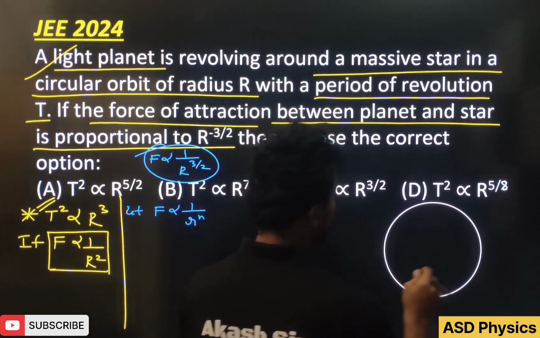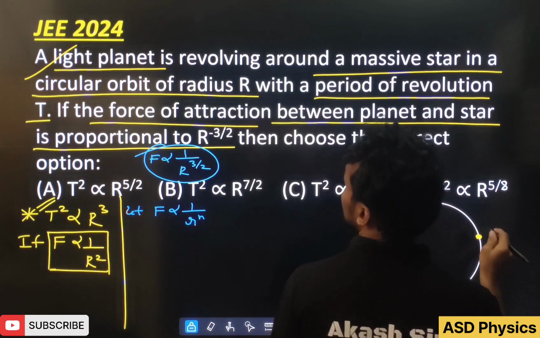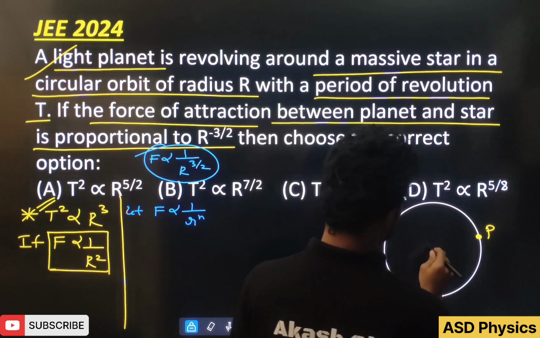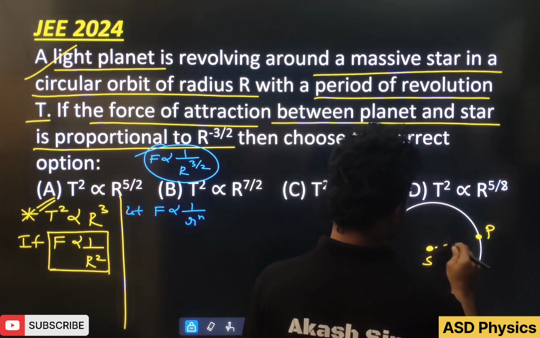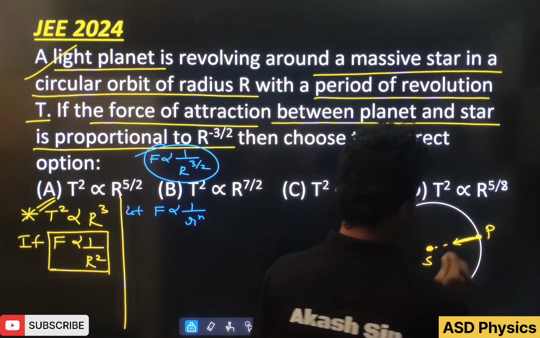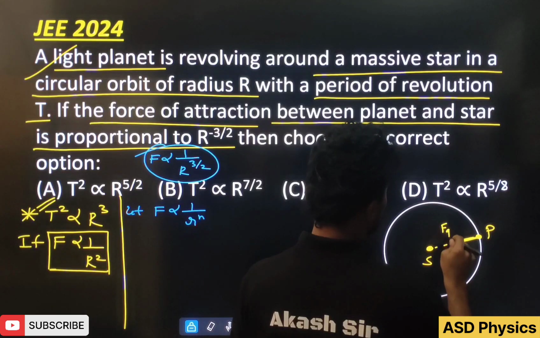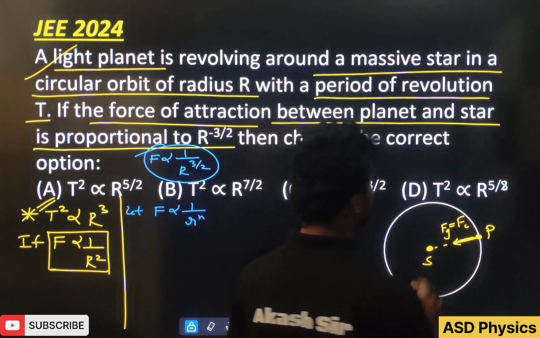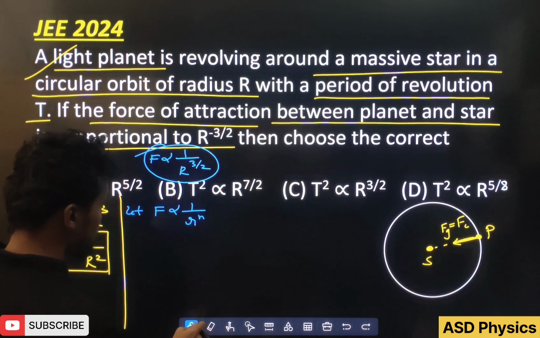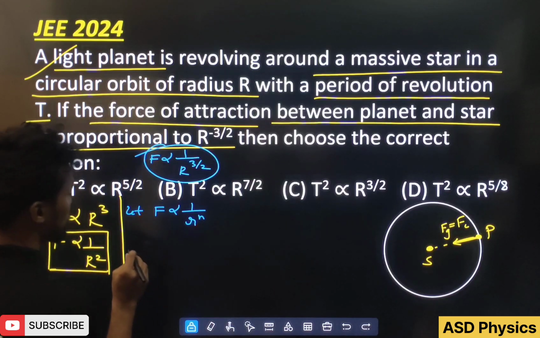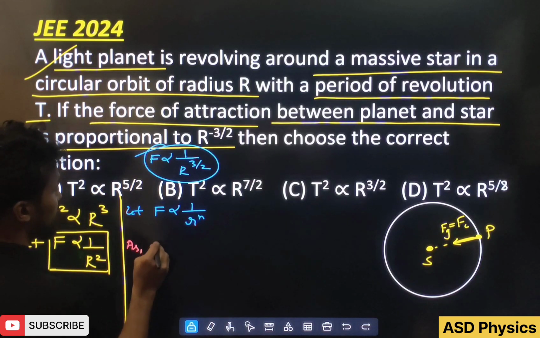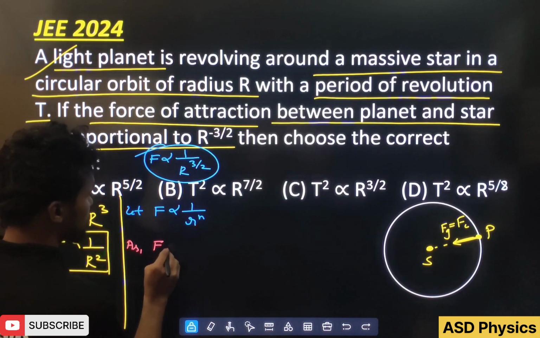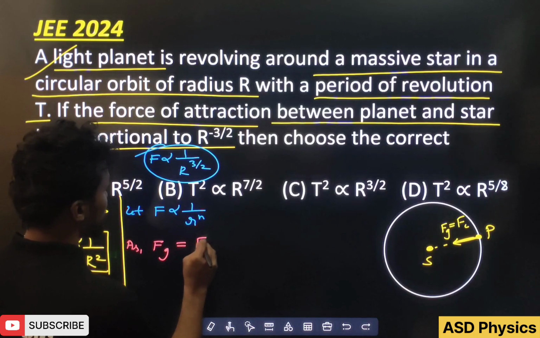So let's take, for example, here the planet is there, and here the massive star is there. Here one gravitational force Fg will be there, and this will act as the centripetal force. This gravitational force will act as centripetal force here. As this gravitational force is acting as a centripetal force here.